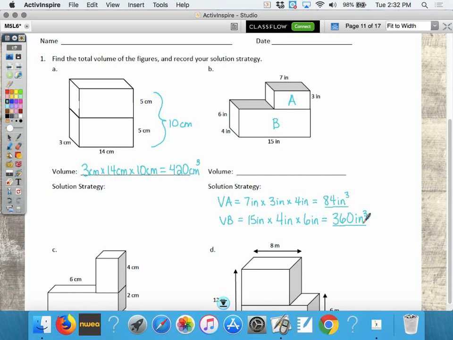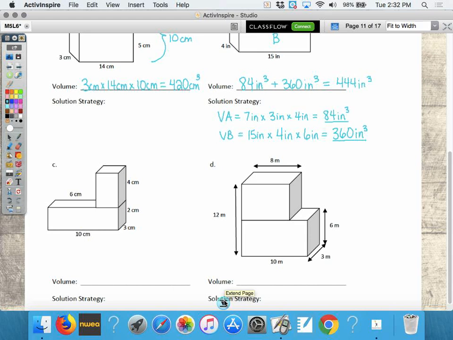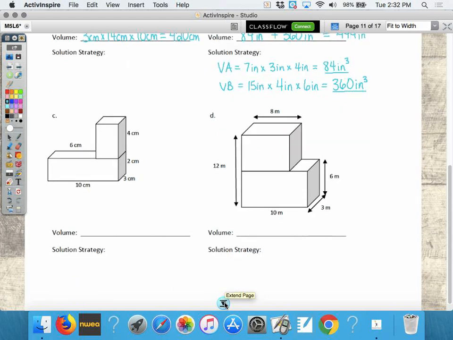Now to figure out the volume of the composite figure, I add the volume of A plus the volume of B. So I've got 84 cubic inches plus 360 cubic inches equals 444 cubic inches. So that's how we're going to do them. You don't have to explain your solution strategy. That's just going to be the area where we write the volume of each figure.